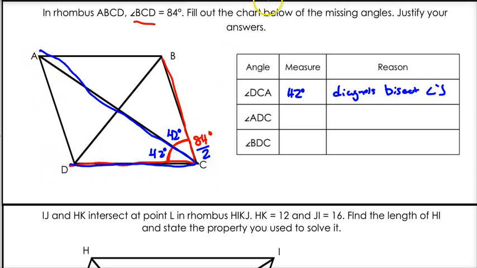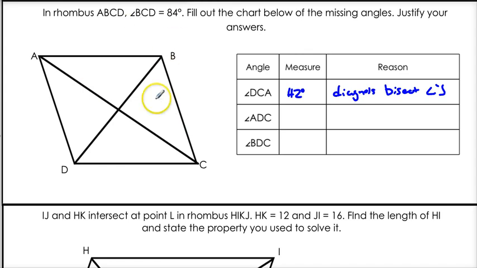Then I want to find ADC. Now this is where it gets a little more complicated. Excuse me while I erase just a little bit of these markings so I can make it more clear for you. This one wants me to find ADC. Don't get lost here, but I'm going to show you how it's done. If this whole angle is 84 degrees, how am I going to find this whole angle right here?